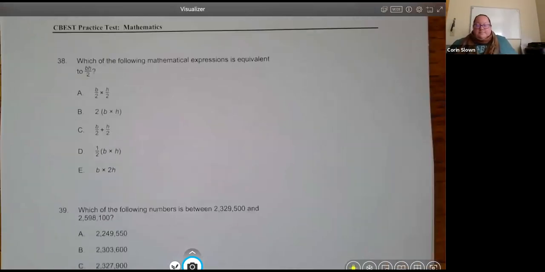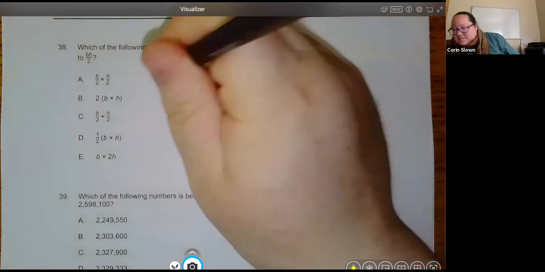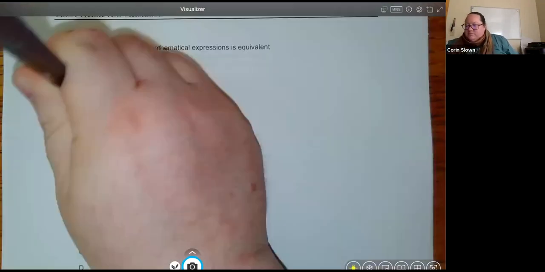Okay, let's take a look at problem 38. Which of the following mathematical expressions is equivalent to BH over 2? So if we're taking a look at 38, we are coming up with an equivalent expression. Well, A is not an equivalent expression because this is BH over 4. So I know A is no good.